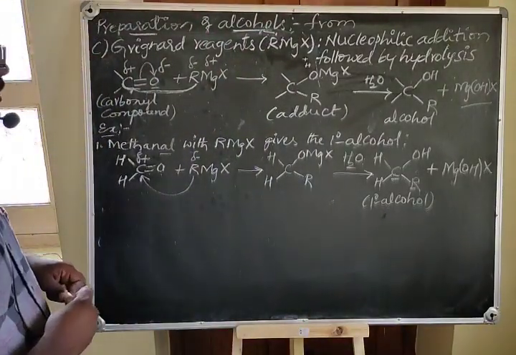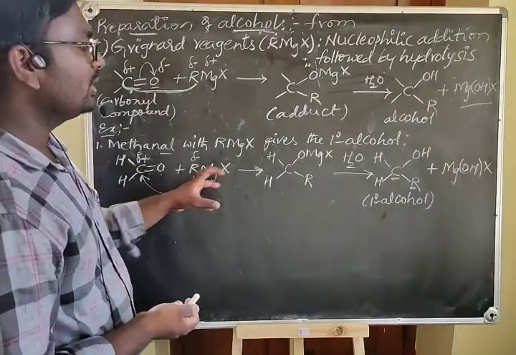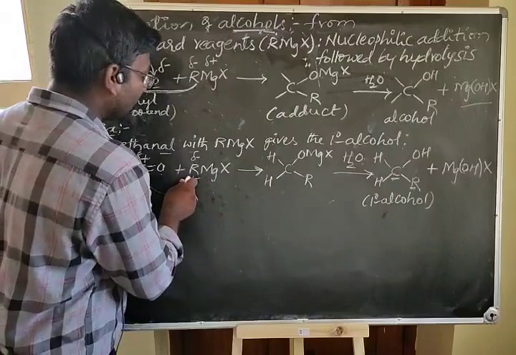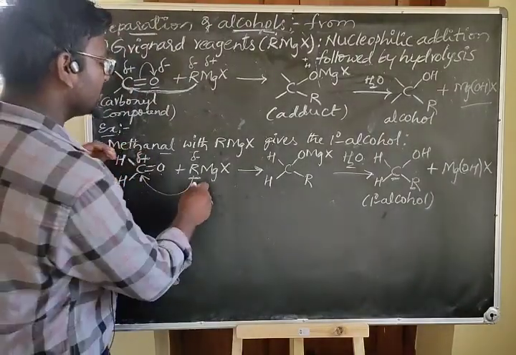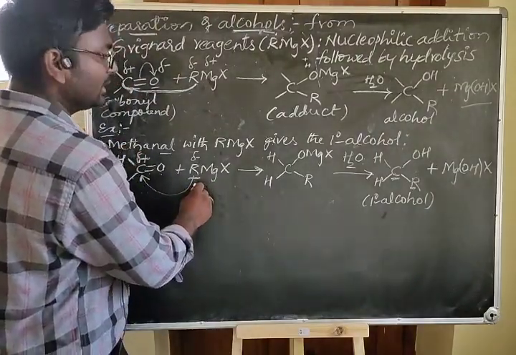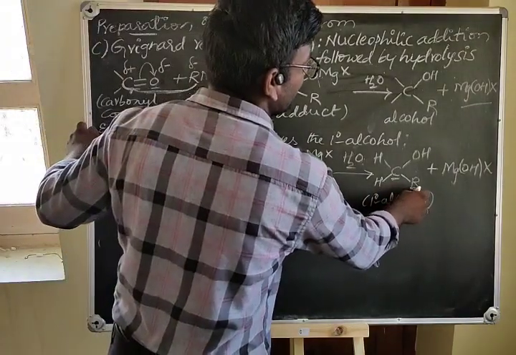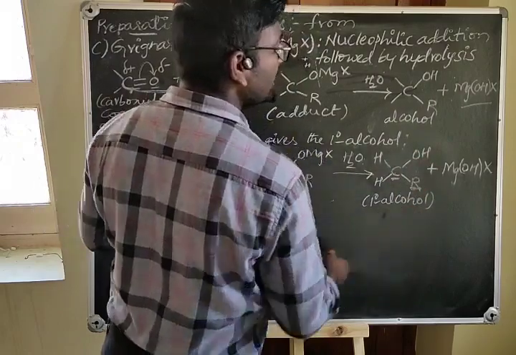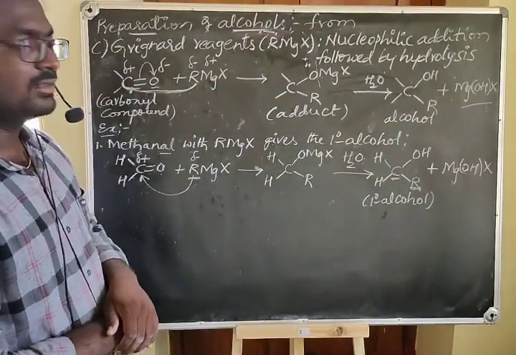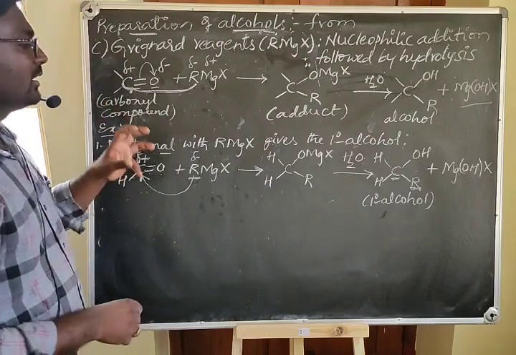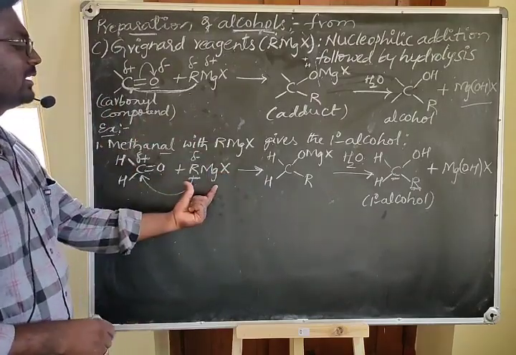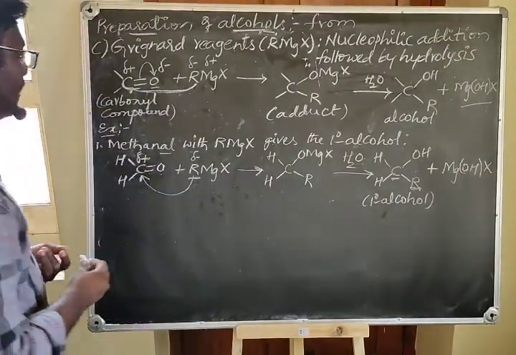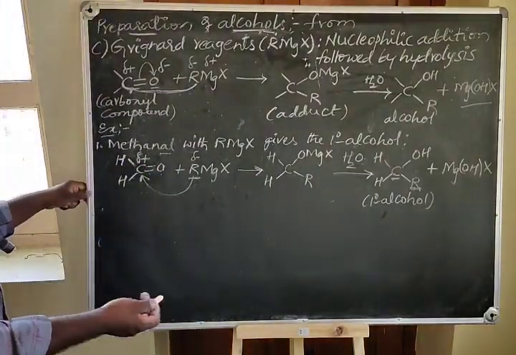Here you cannot say which particular alcohol you get. That is dependent on what alkyl group you use. If you take R as CH3, you replace this R with CH3, and it will be CH3CH2OH, which is ethanol. Like that, the final product is dependent on what type of Grignard reagent you use. Okay, and let's see other aldehydes.